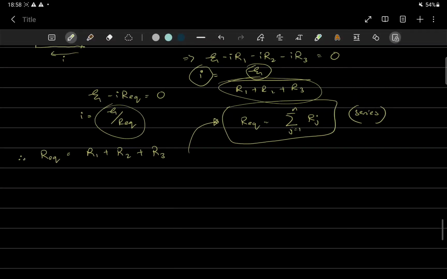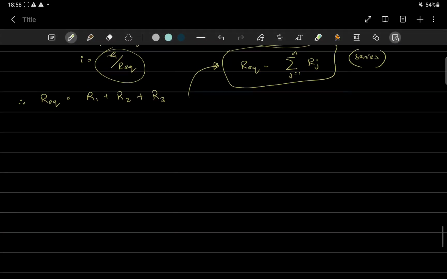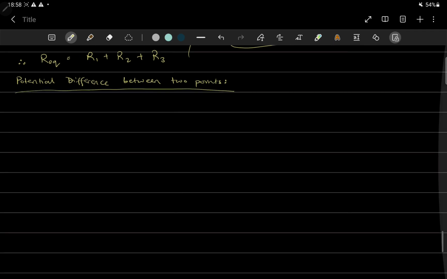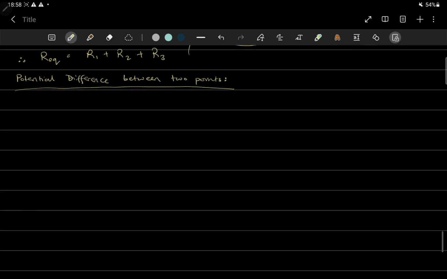Here, what we're going to do next is try to find the potential difference between 2 points. So in that case, let's write that down. Between 2 points. So let me draw the circuit. So let's consider that I have the circuit as so.